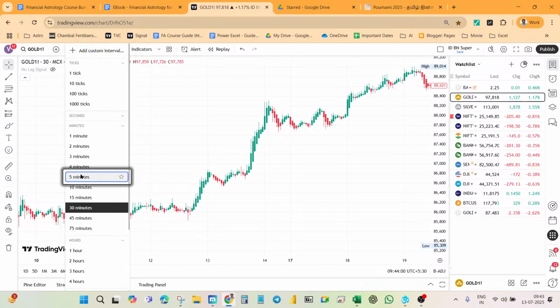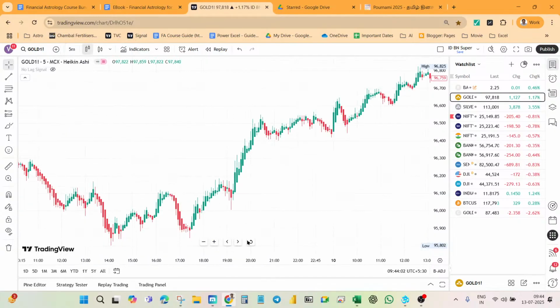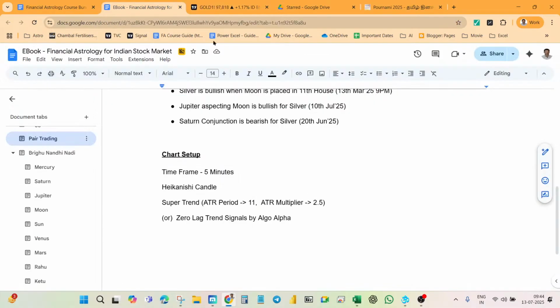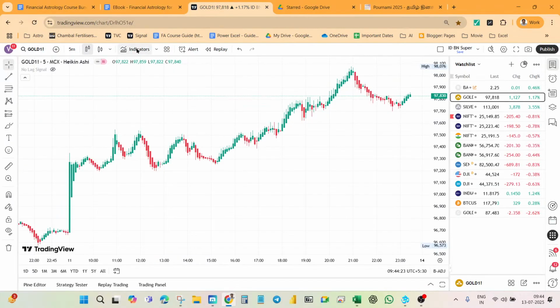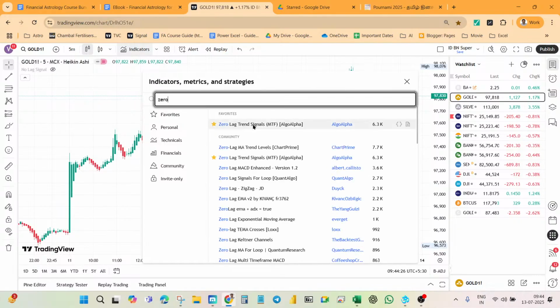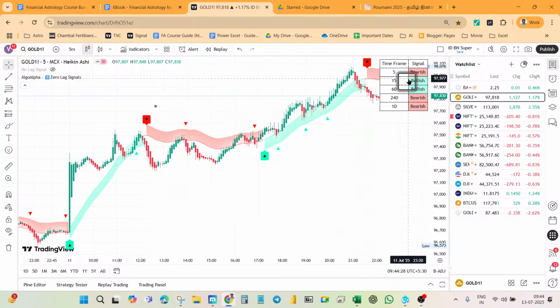We'll go for a 5 minutes chart. And this is a way if you are trading in silver or gold, I told you, you should go for the ratio. Okay, now the ratio, let us take in the daily chart, and I'll explain how we can make it. And then you can use one more zero lag indicator, Zero Lag by Algo Alpha. I'm just using that actually.